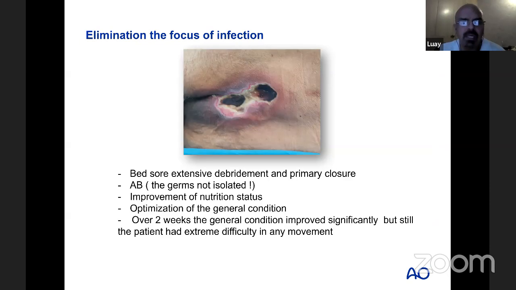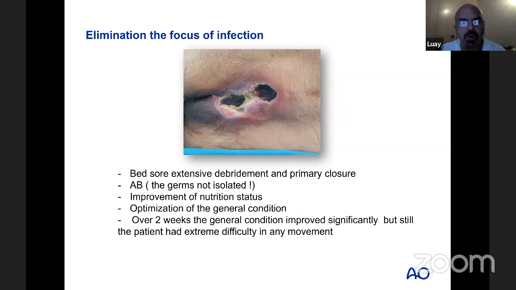So I did a bedsore extensive debridement and primary closure, with antibiotics. Unfortunately, the bug or germ could not be isolated by any means because, as I said, he is the father of a general surgeon and he received a lot of treatments over 18 months at his home. I planned for improvement of nutritional status, optimization of general condition, and especially the renal function.